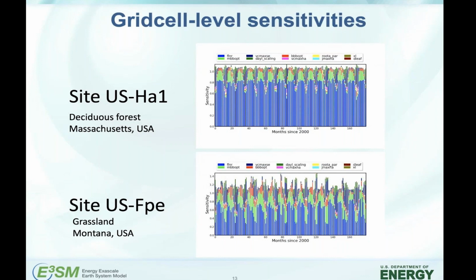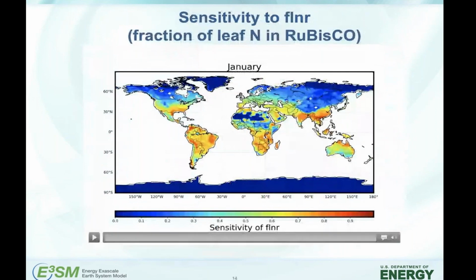For example, at the Montana site, you can see the higher water limitation leads to an increased importance of stomatal parameters, like MBB-opt, that regulate transpiration. Now, this is a time slice at a given location. Now let's look at this sensitivity slicing in a different way.